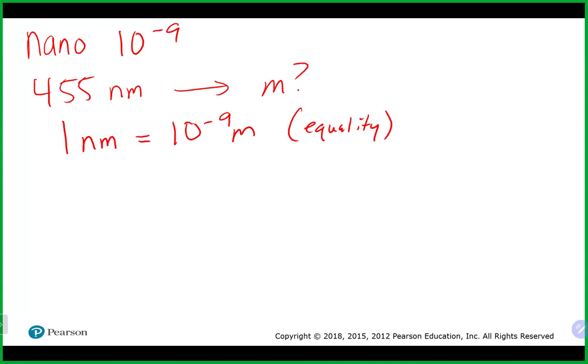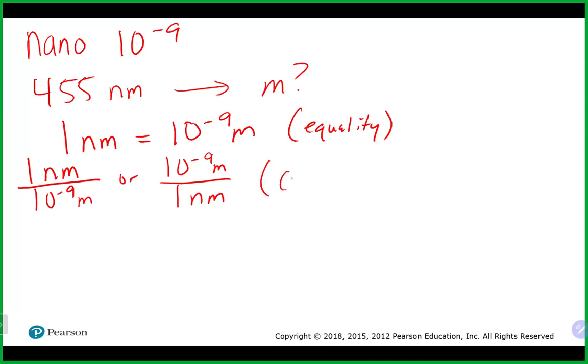Why equalities are important is that we can write conversion factors for equalities. Conversion factors are basically fractions. We could have 1 nanometer on top divided by 10 to the minus 9 meters on the bottom, or 10 to the minus 9 meters on top and 1 nanometer on the bottom. These are what are referred to as conversion factors. From any equality, you can write two conversion factors. They're just fractions: one goes on top, the other on the bottom, and you flip it.